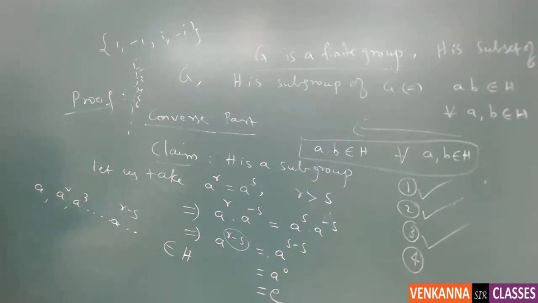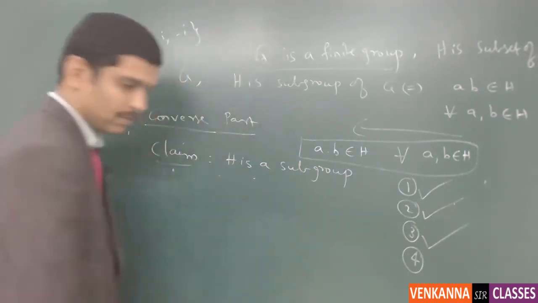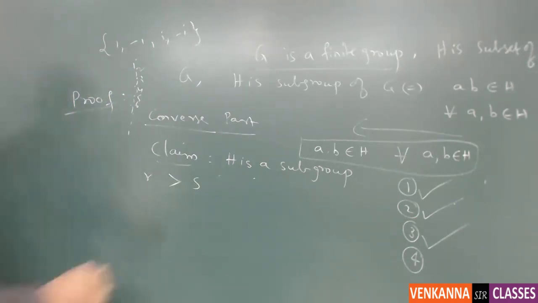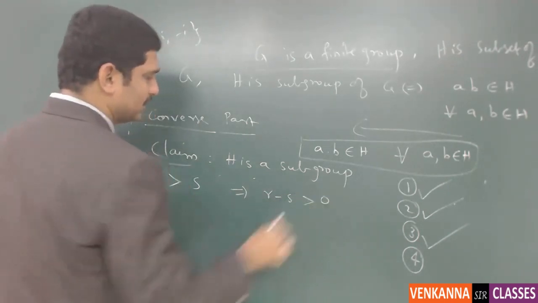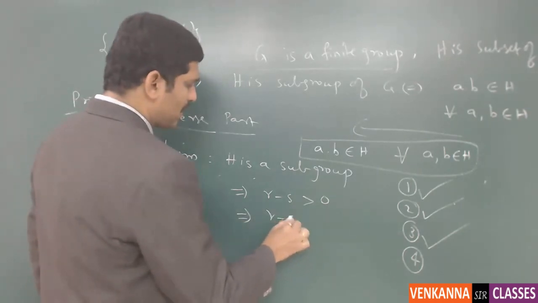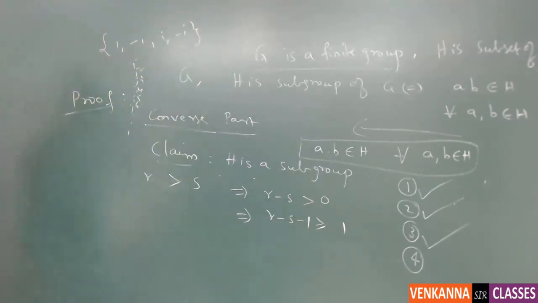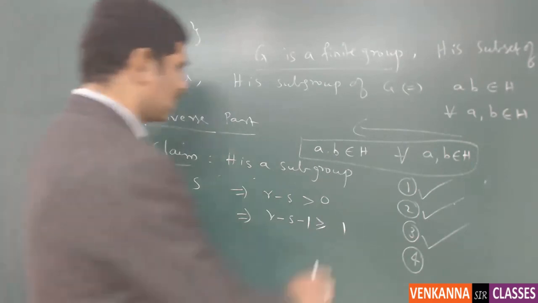I have to prove one more property, that is inverse condition, that I have to prove. So please take a note of this. I will prove with inverse condition. After noting, let me know. So you have taken two numbers, R and S, such that R is greater than S. Implies what we can say, R minus S is greater than 0. Implies R minus S minus 1 is greater than or equal to 1. Is it possible to say? Or you can say R minus S minus 1 is greater than or equal to 0, that we can say.